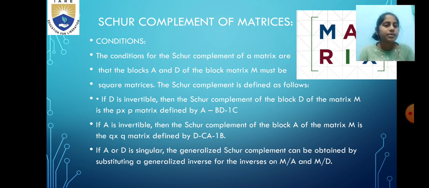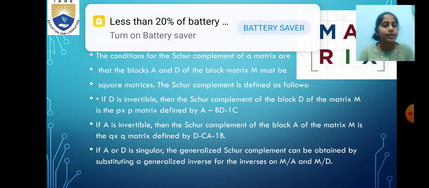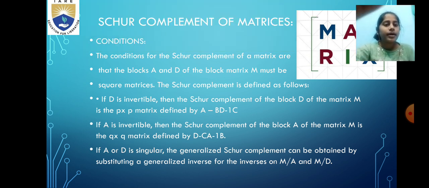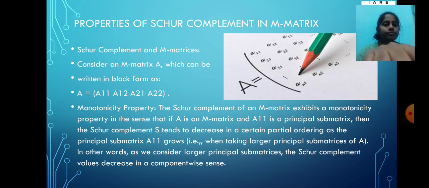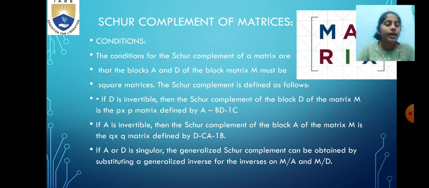If A is invertible, then the Schur complement of the block A of the matrix M is the q by q matrix defined by D minus C A inverse B.